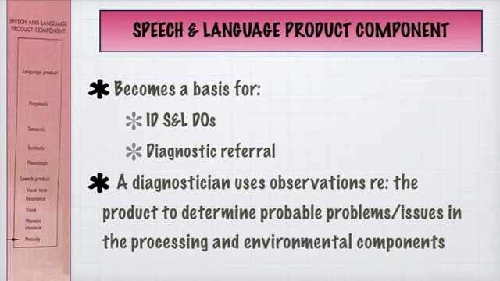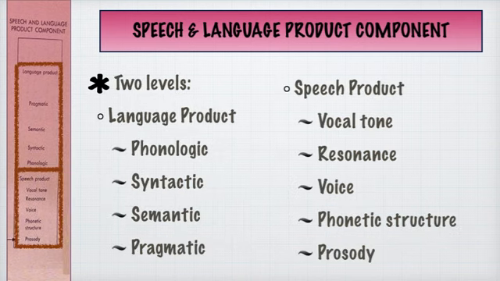This is the product output. From this product, we will then derive where the breakdown is. Is the breakdown from the central language thought segment or is it from the environmental segment? No? So this is where we can see it. Alright. So basically, it has 2 levels, as I mentioned, in the same way as our input. The output for language is phonologic, syntactic, semantic, pragmatic. For our speech, again, we have the same things.